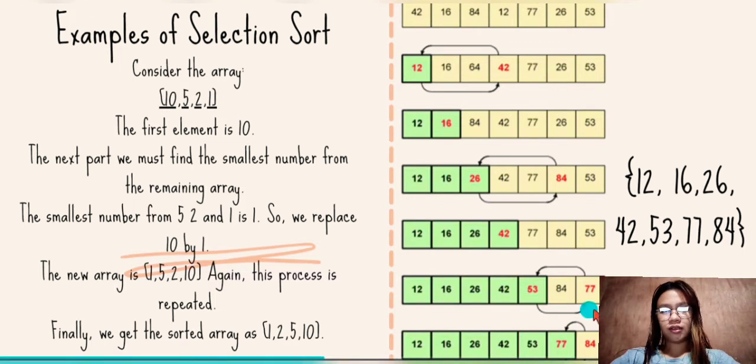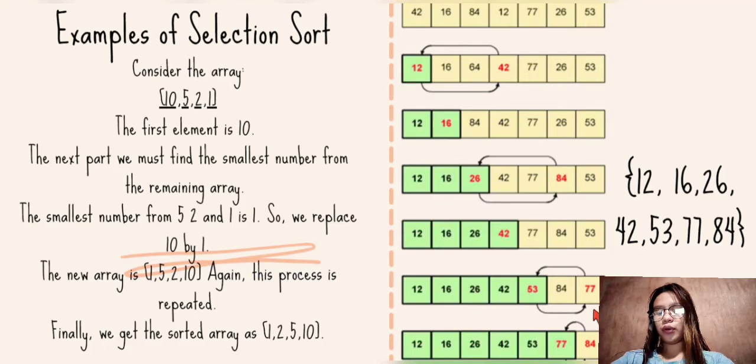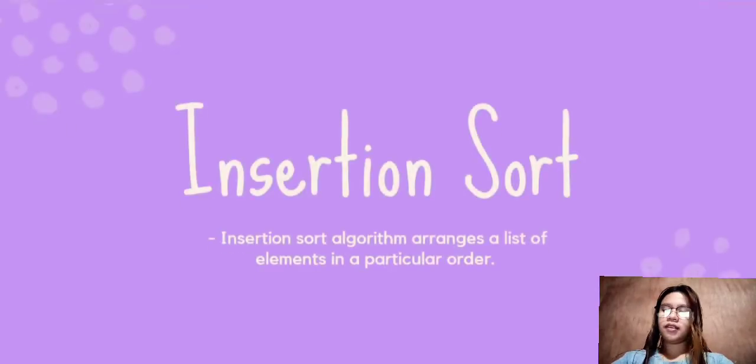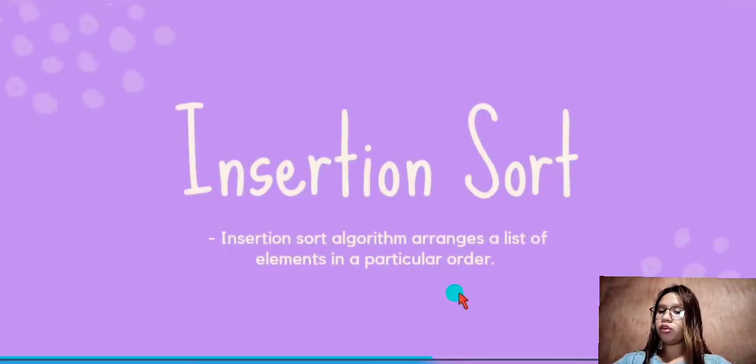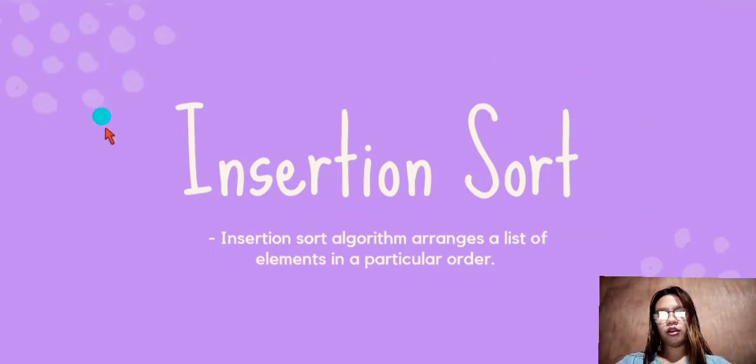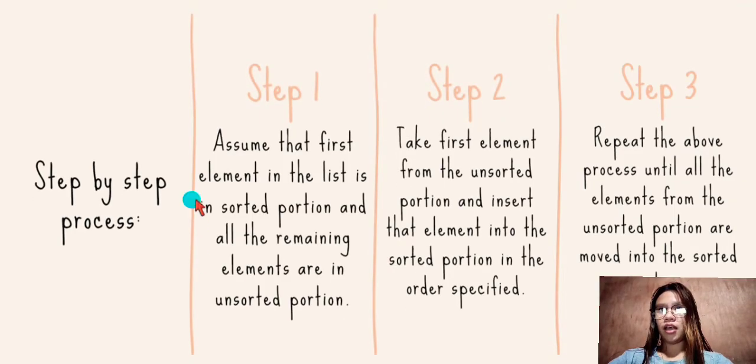So let's proceed to the second sorting algorithm. We have the insertion sort algorithm. In the insertion sort algorithm, every iteration moves an element from the unsorted portion to the sorted portion, until all the elements are sorted in the list. So here's the step-by-step procedure in the insertion sort algorithm.